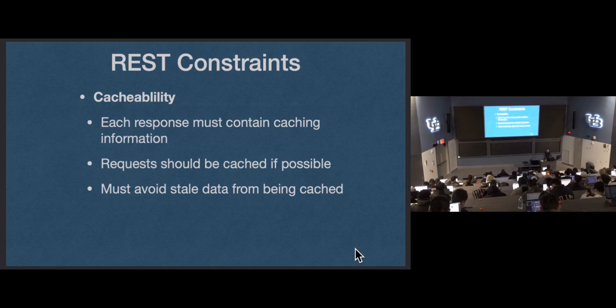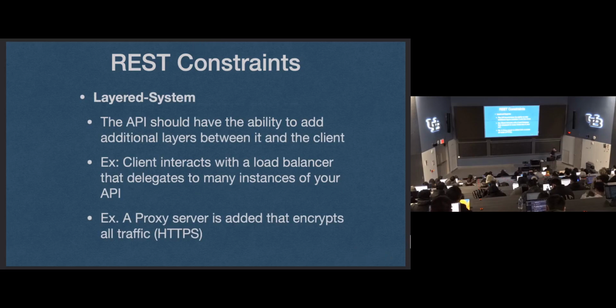But cacheability we don't do, so we lose some RESTfulness points, I guess, for not having the cacheability data immediately available. It should be a layered system. We get this one in spades. So it should be a layered system, meaning that our API and our users are two parts of the whole dynamic here. If we add an extra layer in the middle, it shouldn't break anything.